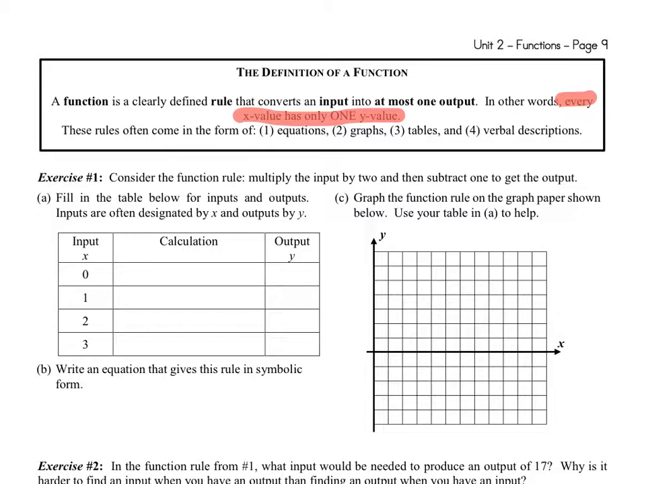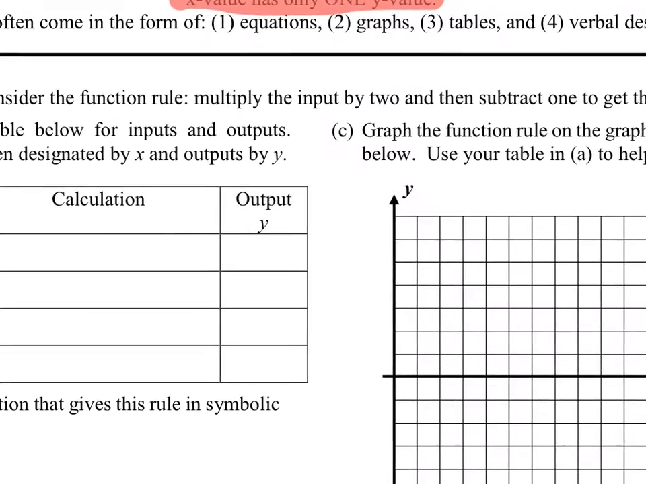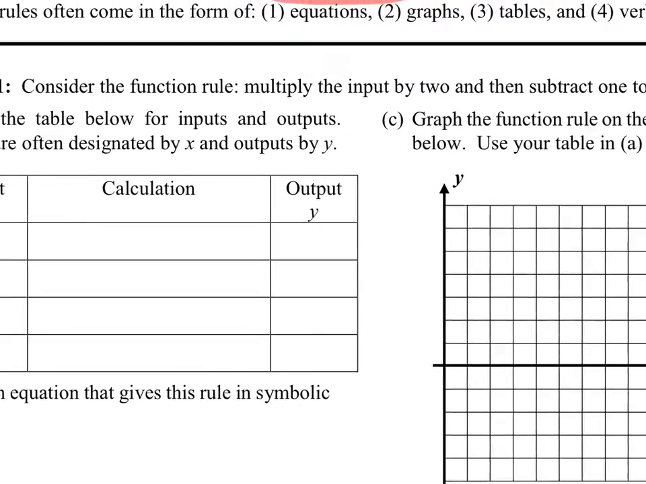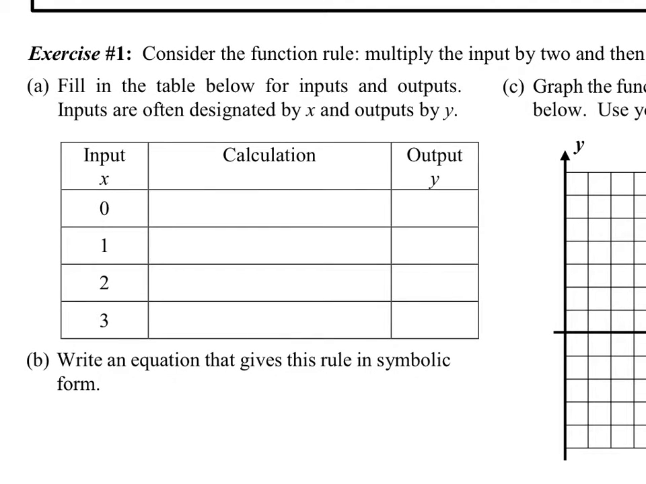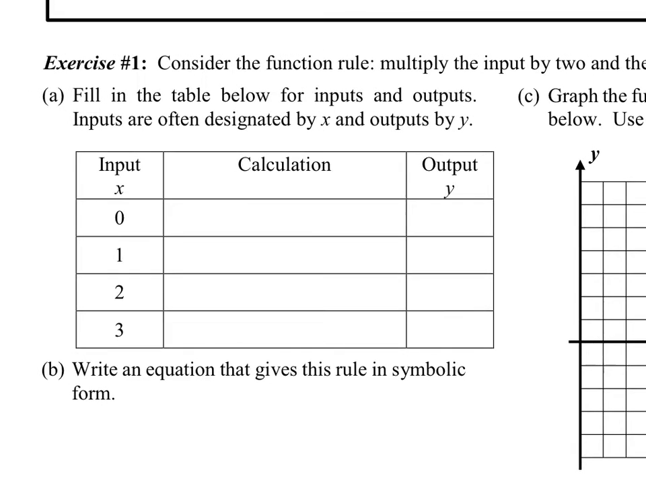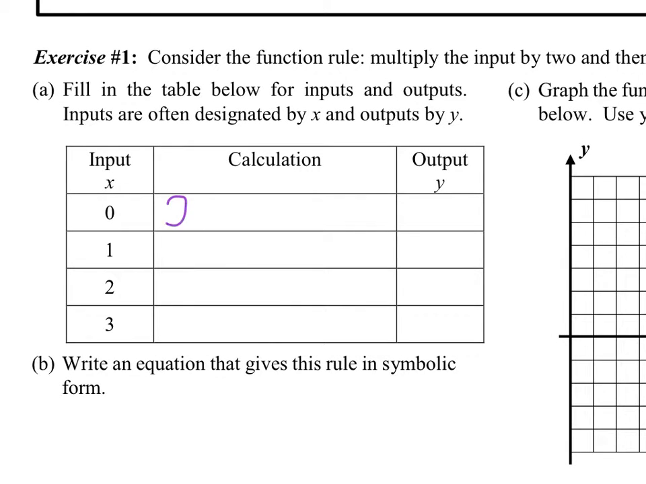Exercise 1, it says consider the function rule, multiply the input by 2, and then subtract 1 to get the output. Okay. So we are going to multiply the input by 2, then subtract 1. Let's fill in this table. We'll multiply 0 times 2 and then subtract 1. So 2 times 0 is 0, subtract 1 leaves us with -1. And definitely use your calculator for this if you're having trouble with the integer rules.